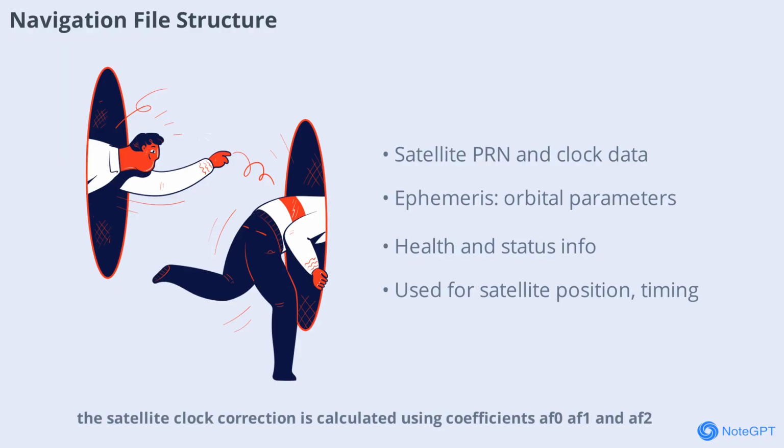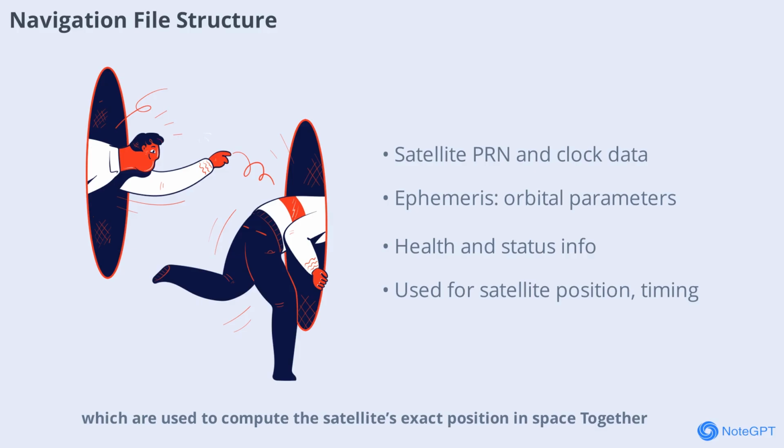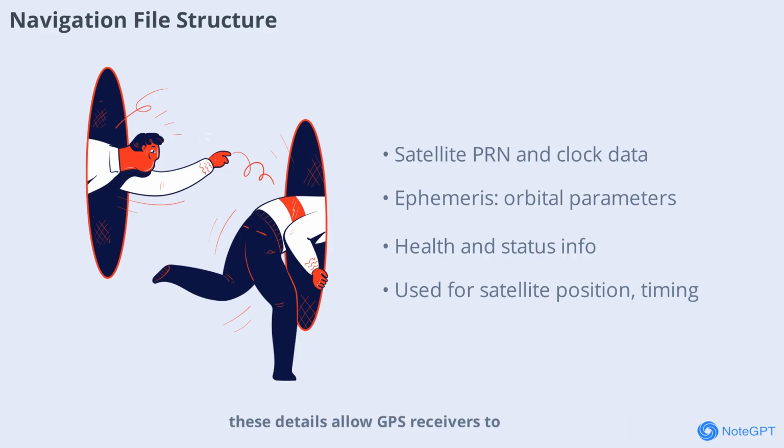For instance, the satellite clock correction is calculated using coefficients AF0, AF1, and AF2, which account for clock bias and drift. The file also provides broadcast ephemeris data such as orbital shape and orientation, which are used to compute the satellite's exact position in space. Together, these details allow GPS receivers to accurately model satellite positions and timing.